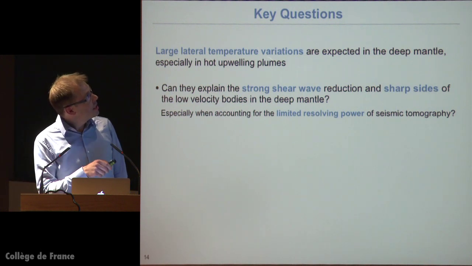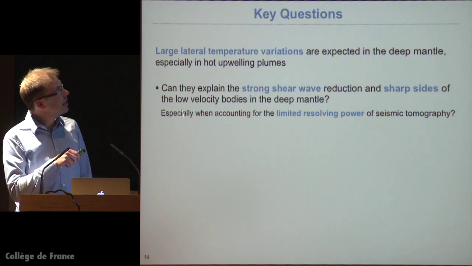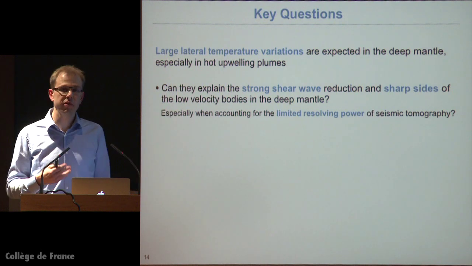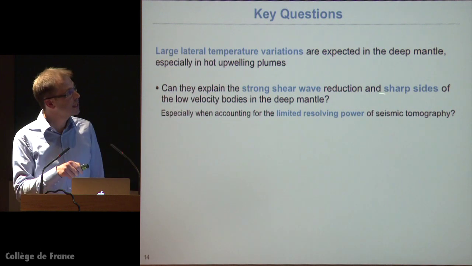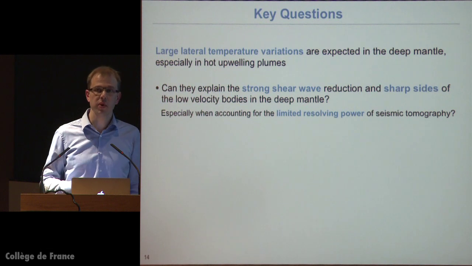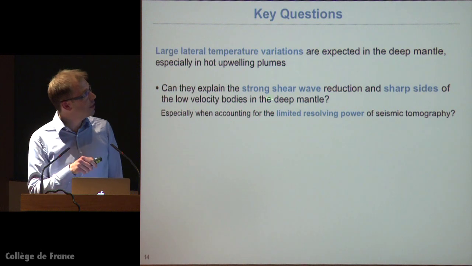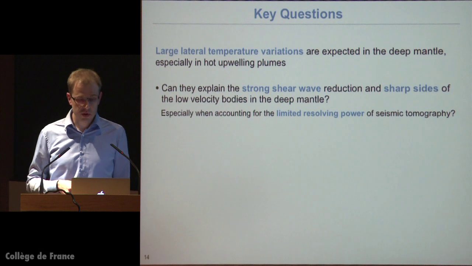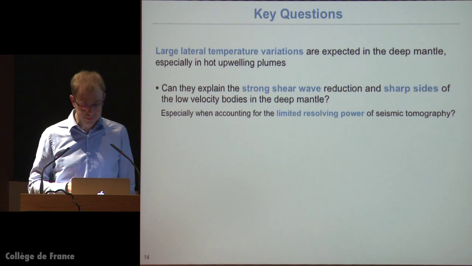So the question is actually, if we have large lateral temperature variations deep in the mantle, can they explain this strong shear wave reduction in the large low shear velocity provinces, the strong increase in seismic heterogeneity from the mid-lower mantle towards the core mantle boundary, and also the sharp sides that some people quote as being only due to chemical heterogeneity. We have to always think about, if we compare something to seismic tomography, that it only can provide a limited resolution.